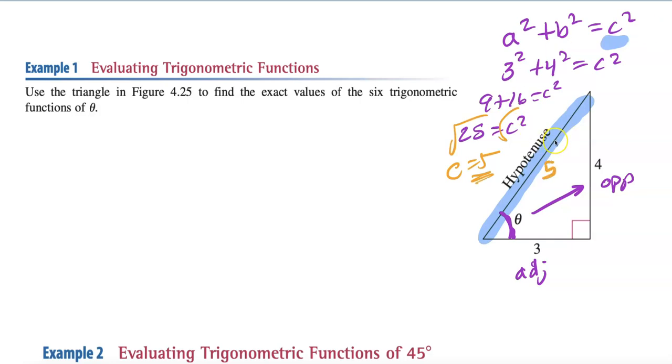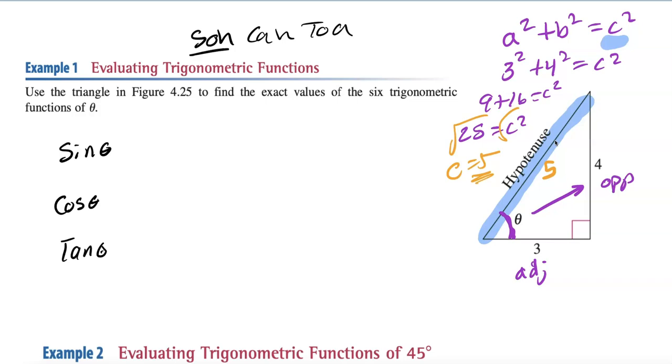Okay, so now we have all the sides of the triangle. We should be able to do the 6 trig functions really easily. So we're going to have sine, cosine, and tan. And the easy way for me to memorize that is SOHCAHTOA.